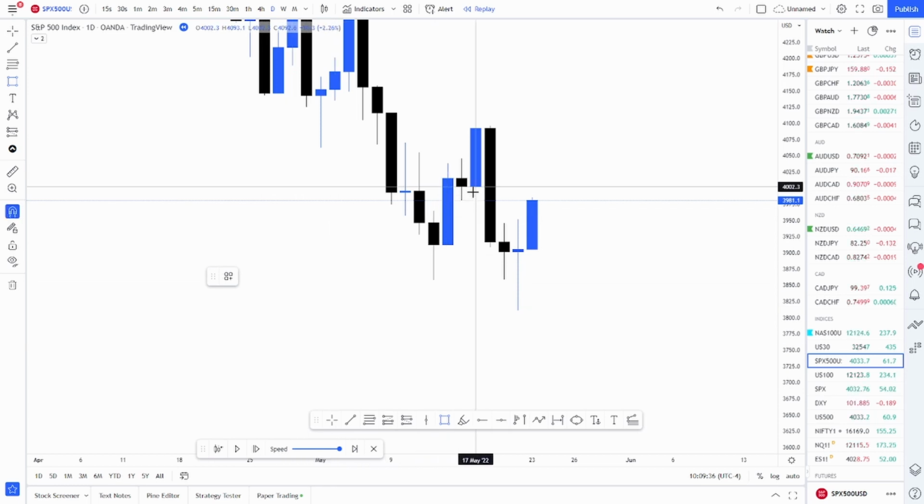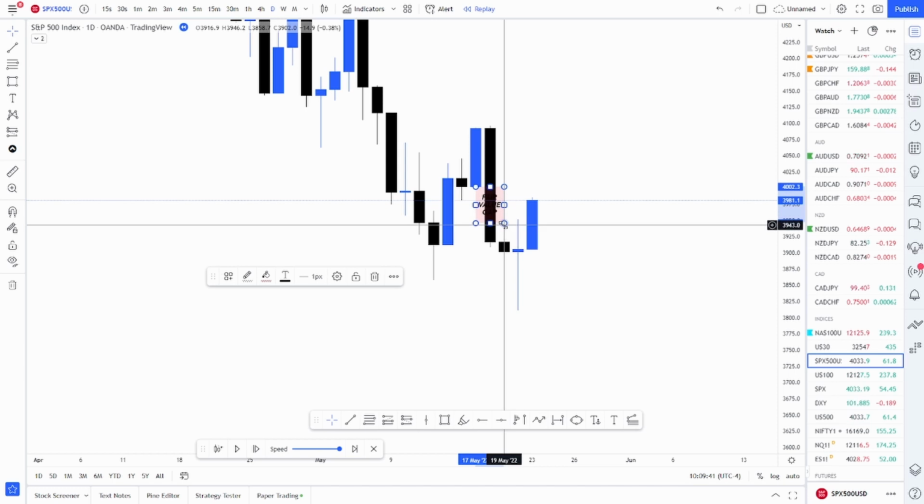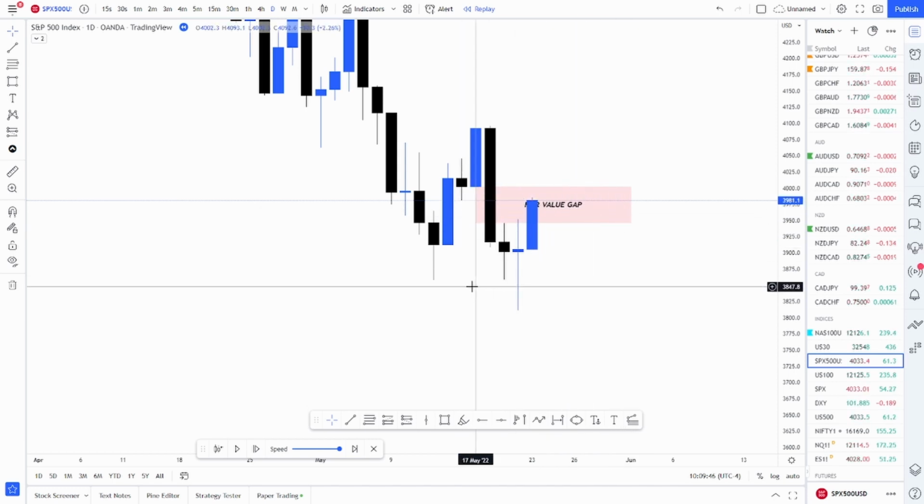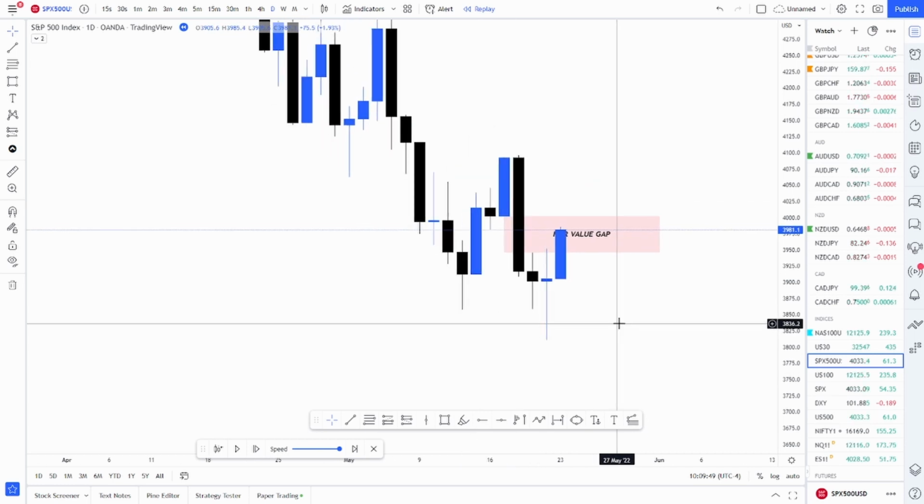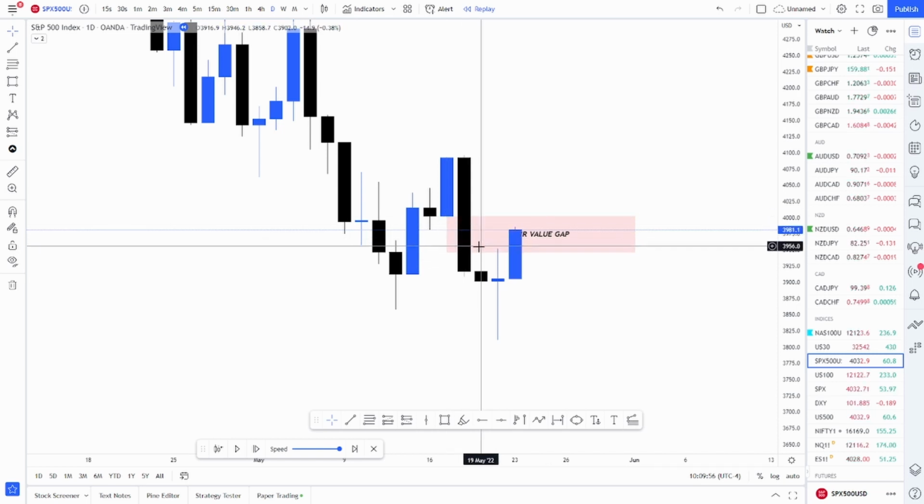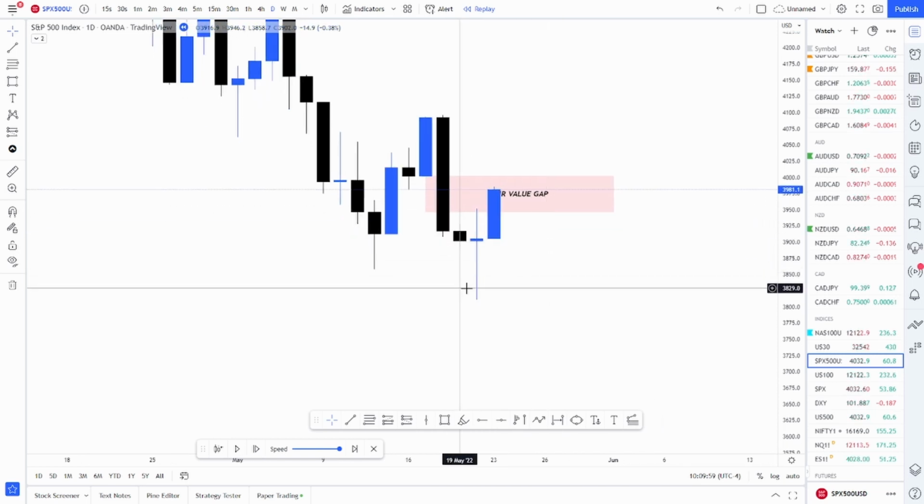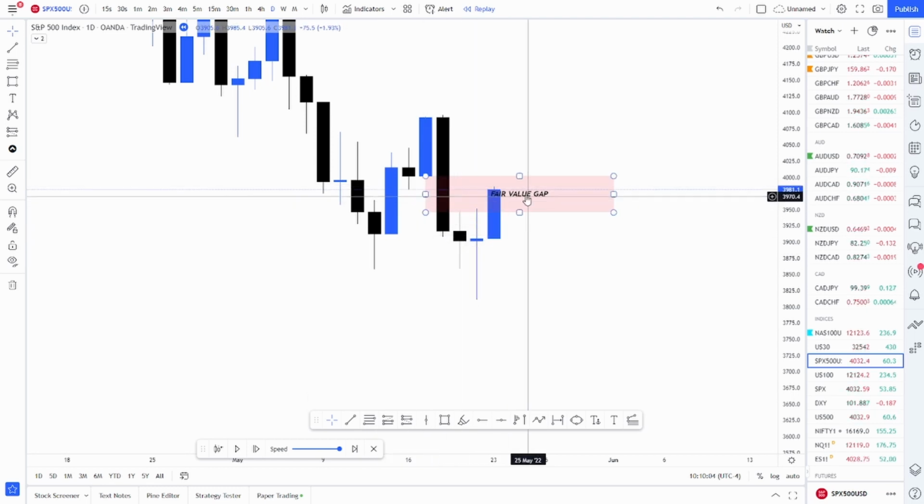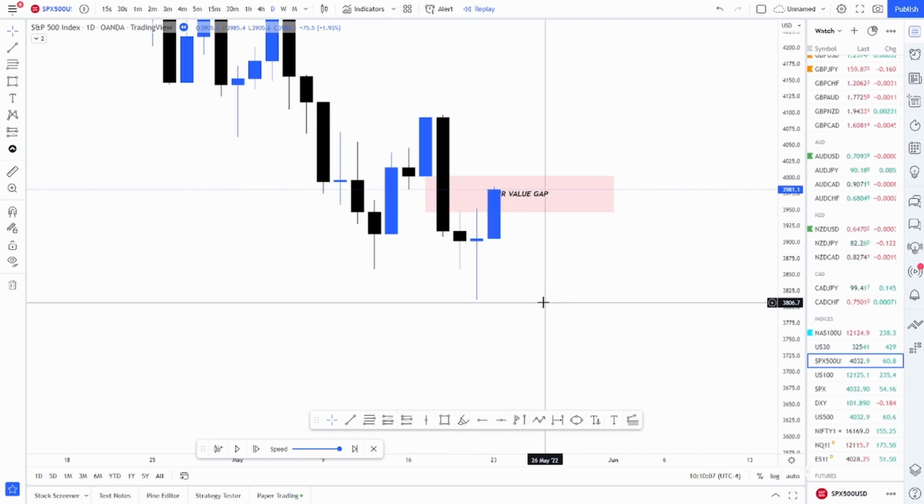As you can see, the gap between this candle and this candle's wick, this is the fair value gap, right? Because it didn't get touched, like this candle's low did not get in contact with this candle's high. There is a gap between this. So what we expect from this? We expect that price will go and fill this gap, and then it will fall down.